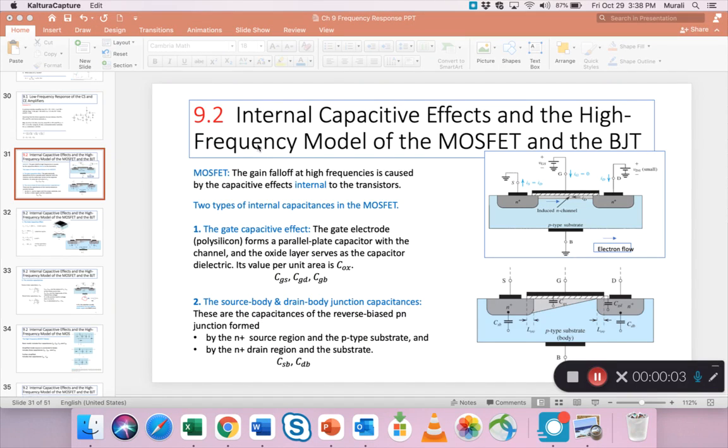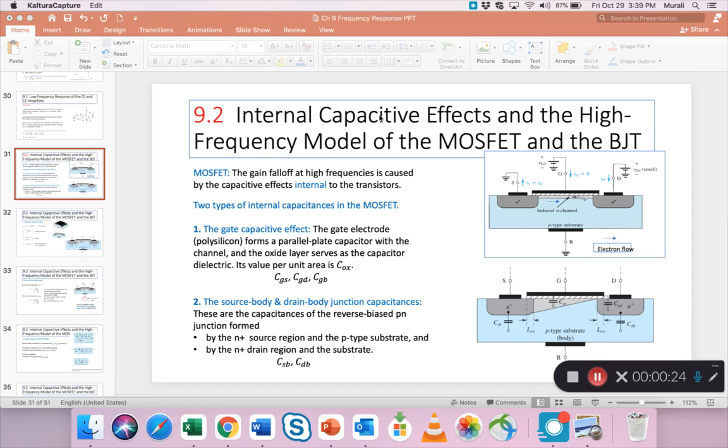Hello again, class. Welcome back to the last recording of this chapter on frequency response. Like I promised, we are going to look at examples and problems related to topics 9.2 and 9.3.